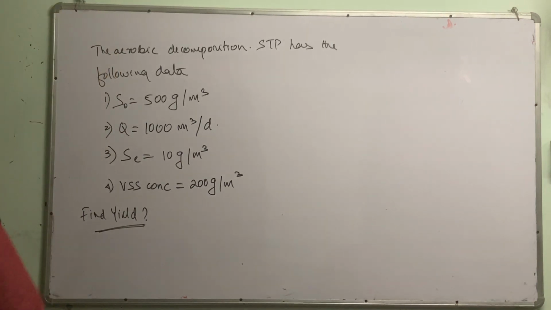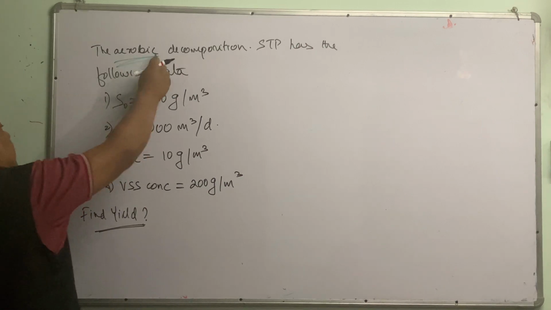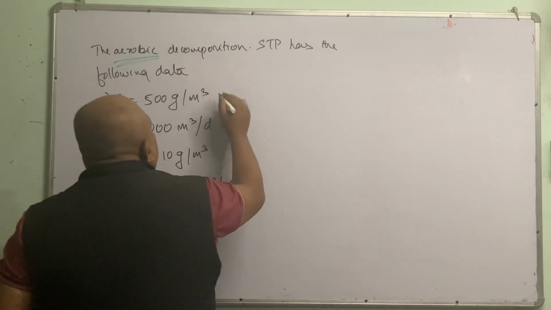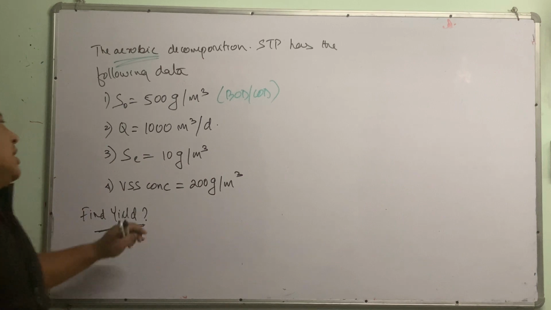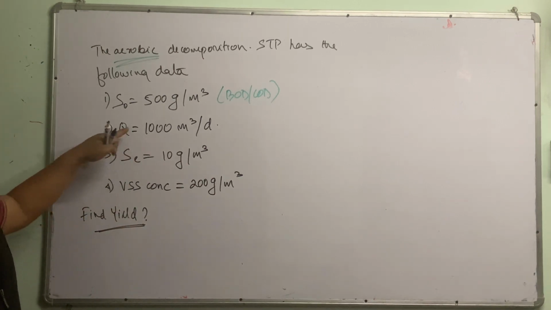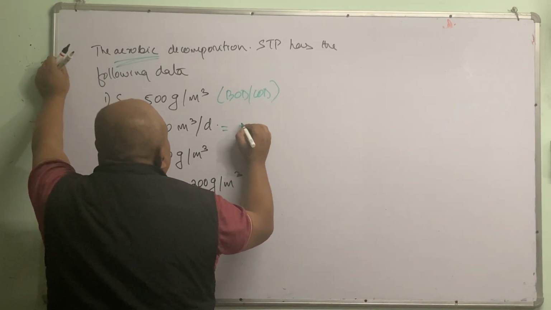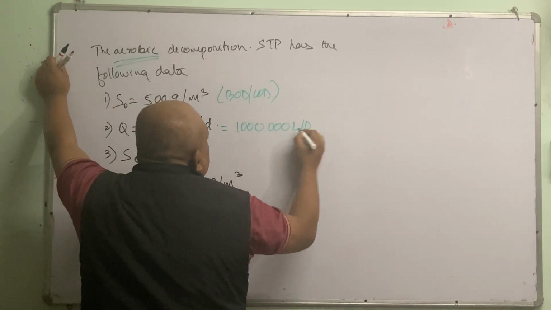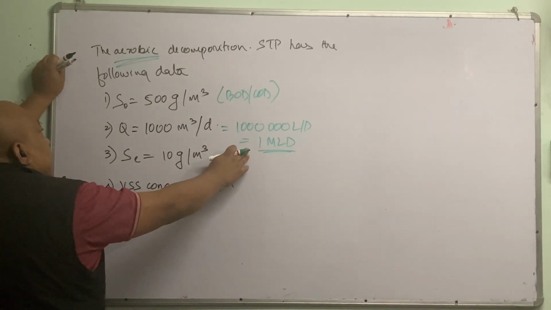See, in this question, what they ask is there is a particular STP based on aerobic decomposition. Now, what is S naught? S naught is the initial substrate. This may be either BOD or COD. And what it says is the flow rate is 1000 meter cube per day. If you convert it into liters, it is 1 MLD. 1 MLD sewage treatment plant.